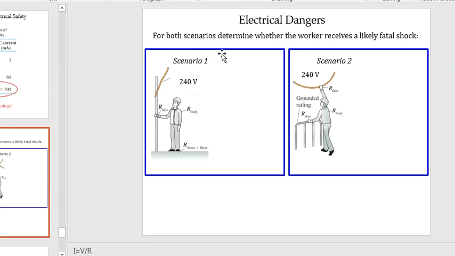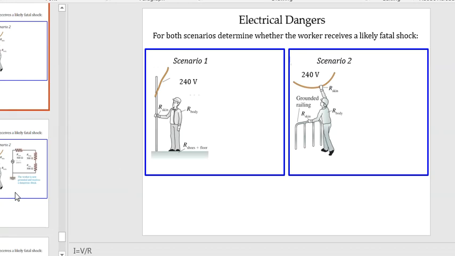In this case, we have a worker who is touching some pole which happens to be connected to 240 volts. Do you think that this person is safe or not? And then what about in this situation where they grab onto something, maybe by accident, something where it's 240 volts, but they are holding their other hand onto a railing which is grounded?